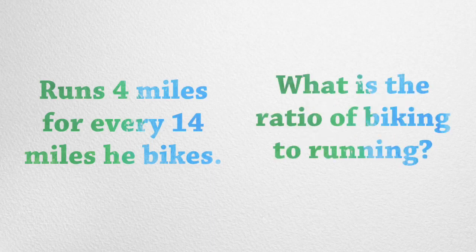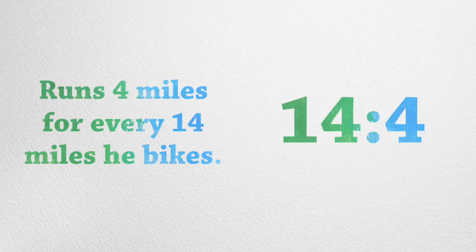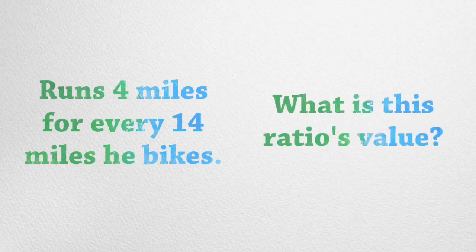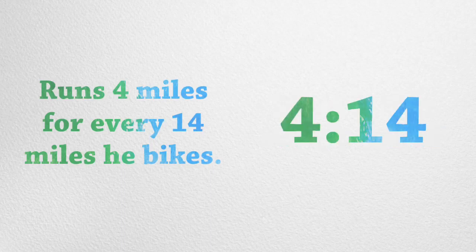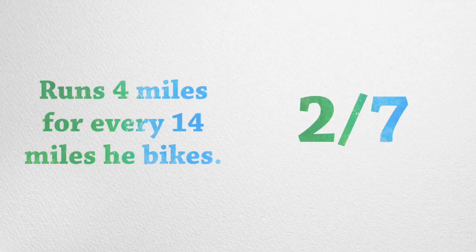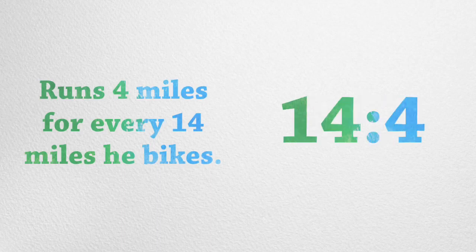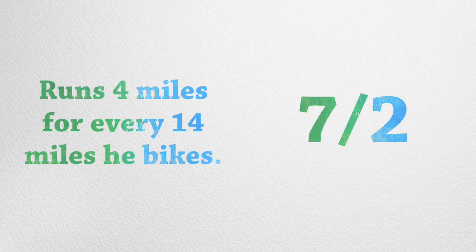Now let's flip the question. What is the ratio of biking to running? Biking is 14 miles, running is 4, so the ratio of biking to running is 14 to 4. And what is that ratio's value? Remember before we had the ratio 4 to 14, and to find its value, we simply turned it into a fraction and then simplified to get 2/7. Well, if the value of running to biking is 2/7, what do you suppose the value is of biking to running? Because the ratio is simply flipped, we can simply flip the value as well. Thus, the value of biking to running is 7/2.